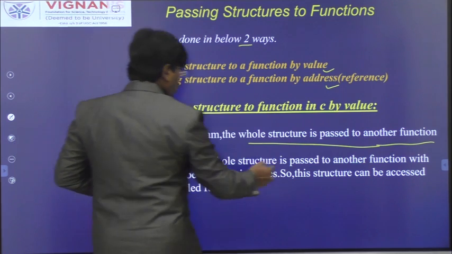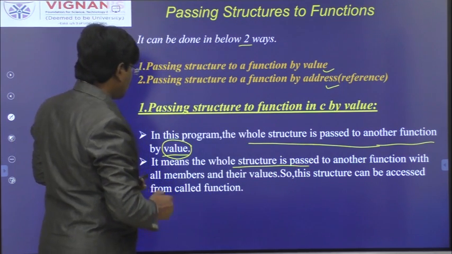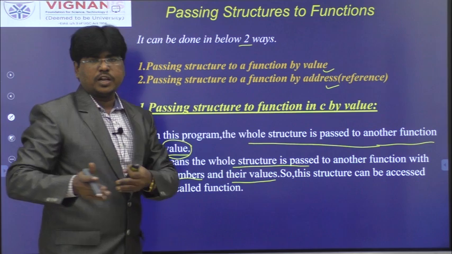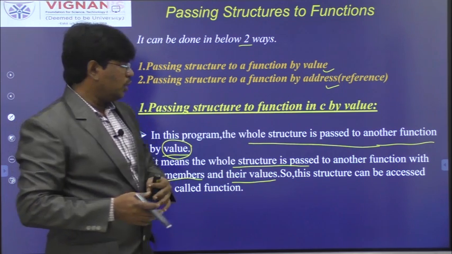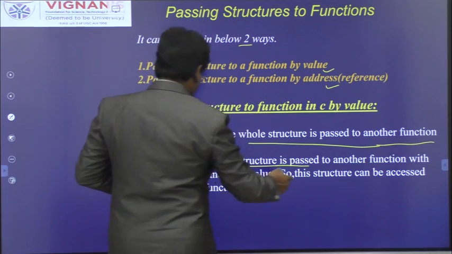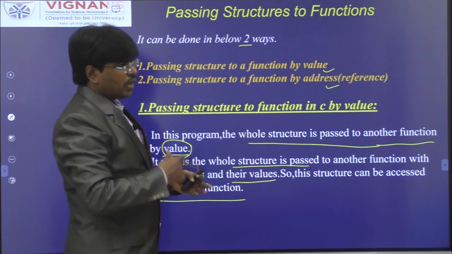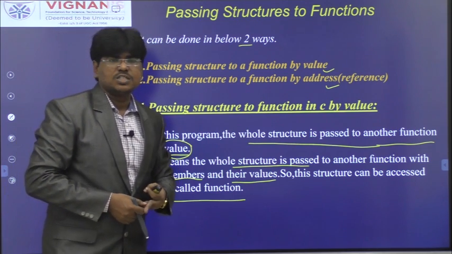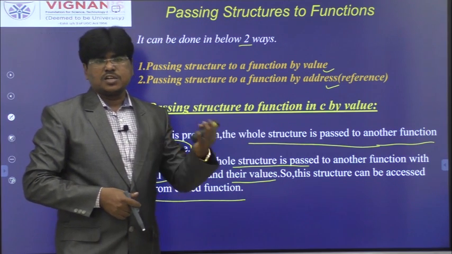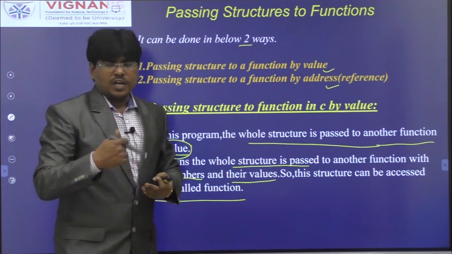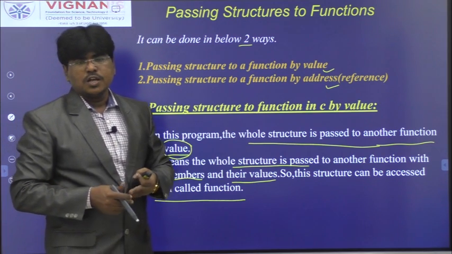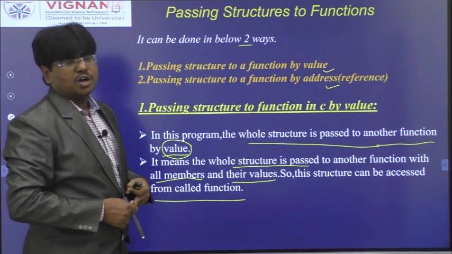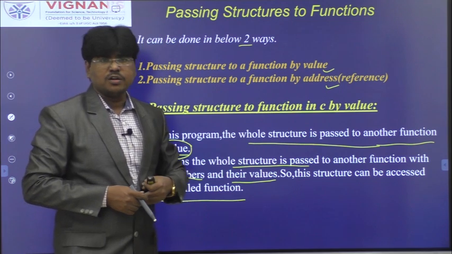It means that the whole structure is passed to another function with all members and their values. So this structure can be accessed from the called function. Whenever we are passing a structure by its value to another function, we are passing all the members and their values from the calling function. In the same way, the called function receives those members and their values in its local members. Like that we pass the structure to a function by passing values.